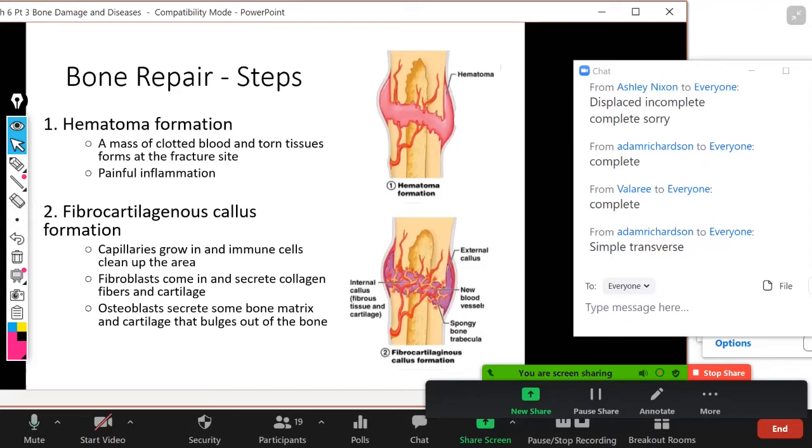All right, next, let's talk about what happens when a bone is broken. How does it heal? The first step is called hematoma formation. As it says here, this will be immediately after the break has occurred. There will likely be broken blood vessels, so the area is going to be bleeding a lot. You'll have a lot of inflammation in this area, so the area swells up.